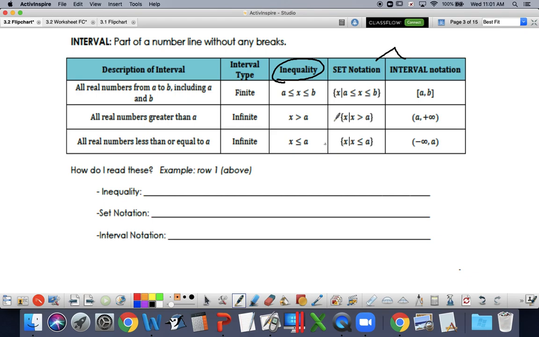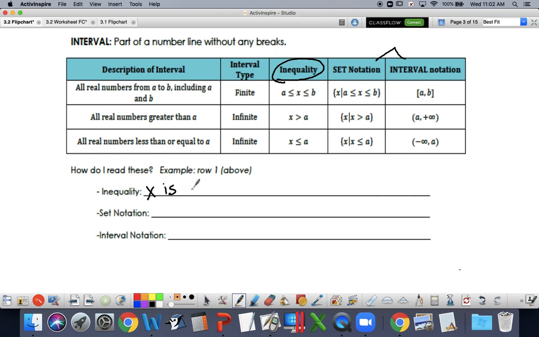This first page of your notes, though, talks about how do I say these out loud? And I want to make sure that you understand, if I were to say it out loud, what it would translate to. So we're going to look at just this first row here, and we're going to use that as our example, and I'm going to say out loud how I would say it, and then we're going to write it down exactly how I say it. So in our first one here, this inequality notation I say out loud as x is greater than or equal to a and less than or equal to b. So let's write that down.